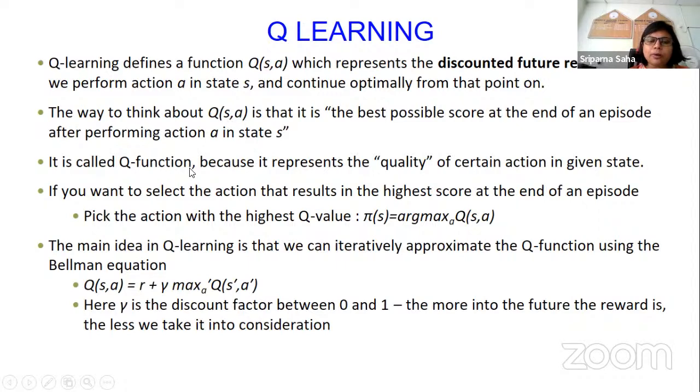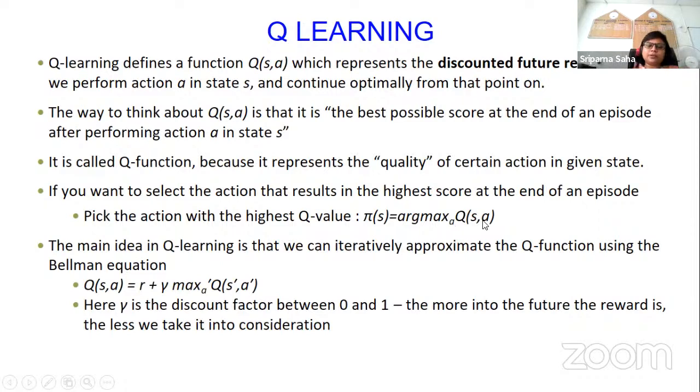So it is called the Q function because it represents the quality of a certain action in a given state. If you want to select the action that results in the highest score at the end of an episode, then we have to pick the action with the highest Q value. So basically S is the current state, A is the current action. We have to pick that particular action A which maximizes the Q value.